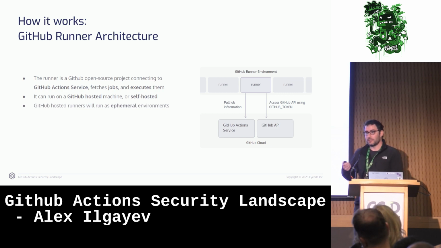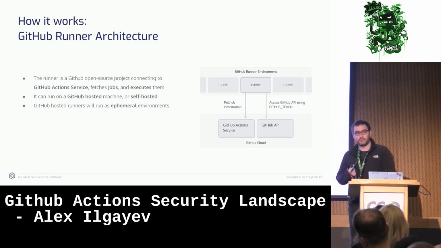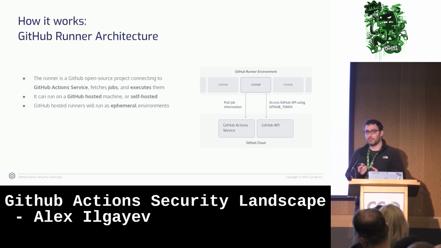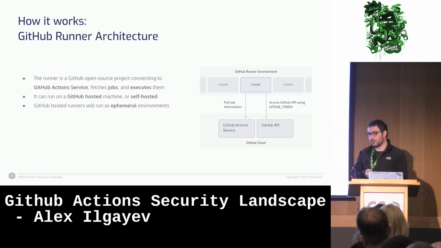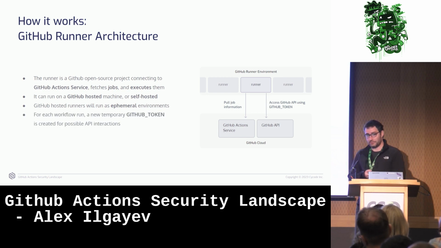If you run it on a GitHub-hosted machine, it also runs as an ephemeral environment. This means that every job will be created on a completely new and clean virtual machine. And whenever the job is over, the machine will be completely destroyed. It's a security measure.